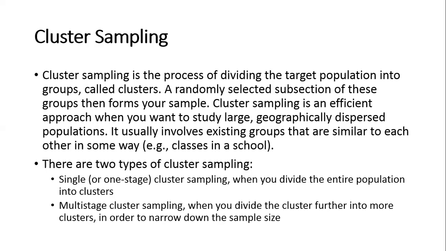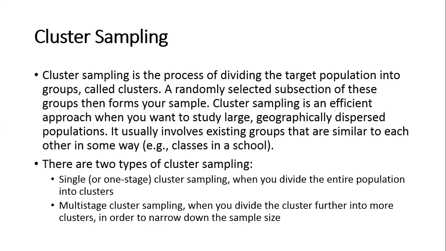Cluster sampling also has to do with grouping, but a little bit different. Cluster sampling is the process of dividing a target population into groups called clusters. A randomly selected subsection of these groups then forms your sample. Cluster sampling is an efficient approach when you want to study a large geographically dispersed population. It usually involves existing groups that are similar to each other in some way, e.g.